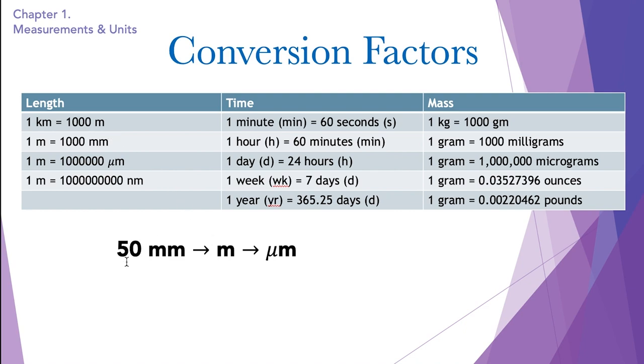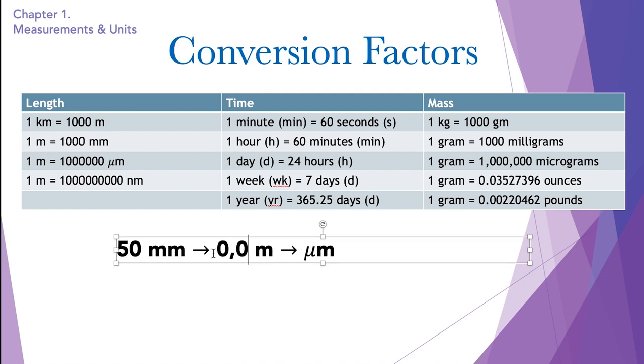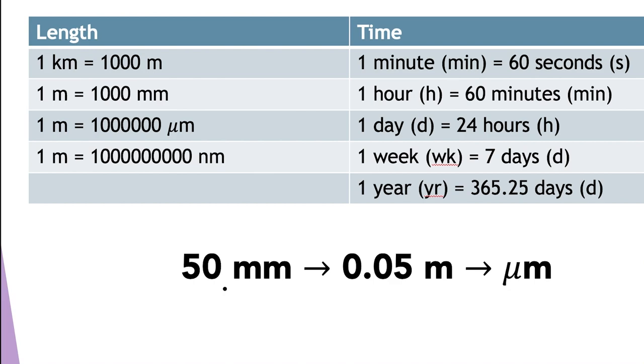I would divide the millimeters by 1000 to get the answer in meters, because millimeter is smaller than the meter. So for converting smaller units into bigger ones, we divide. I would divide 50 by 1000 to find the answer in meters first. And my answer is 0.05 meters. So 50 millimeters are equal to 0.05 meters.